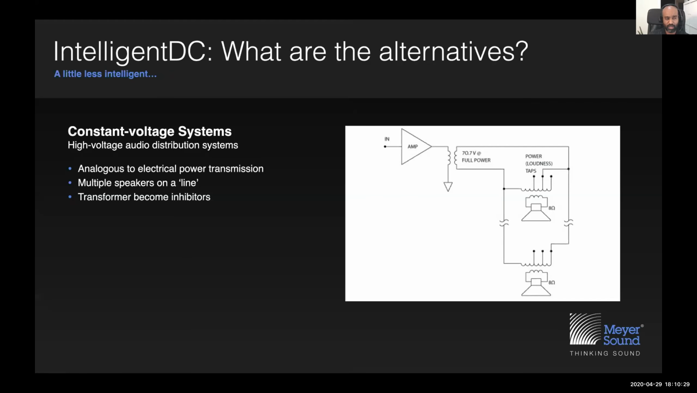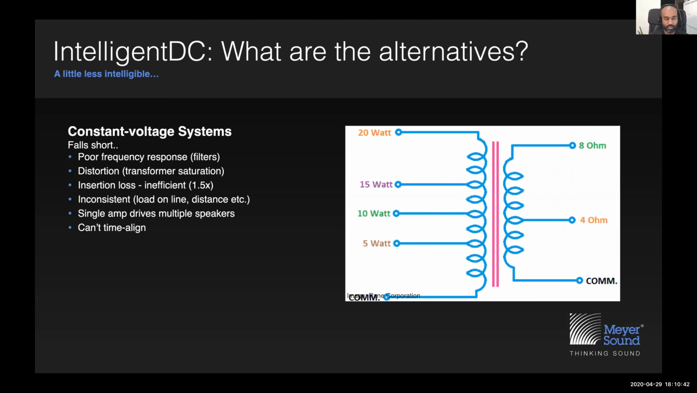Now, these systems, we know they run multiple speakers on a line. And as we will see, these transformers that are used to transmit electricity or power, stepping up and stepping down, start becoming inhibitors for audio. Now, some of the shortcomings of a constant voltage system.